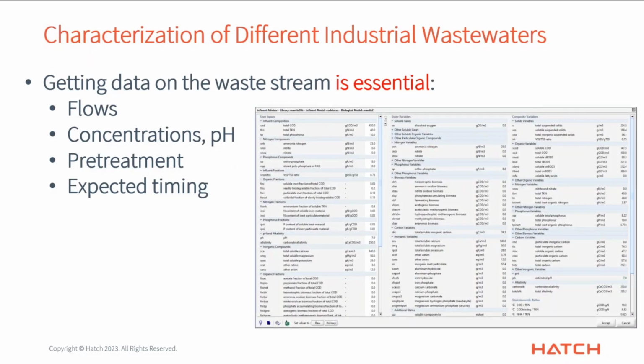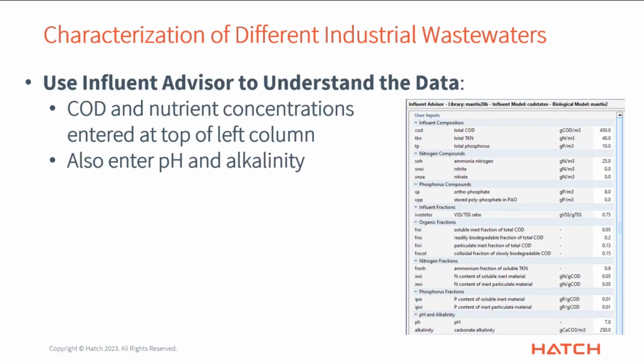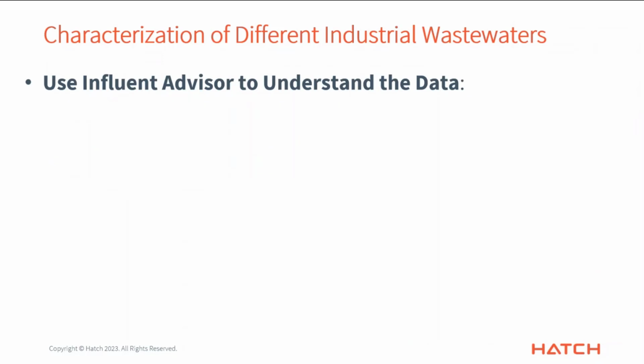So what you would normally want to do then is take the data from this list and the things that you do know, and put it in Influent Advisor in GPS-X to understand the data and make sure that it all makes sense. What is going to happen is you're going to enter the COD and the nutrient concentrations, like TKN for example, at the top of the left column, and you're going to enter pH and alkalinity and everything else that you know.